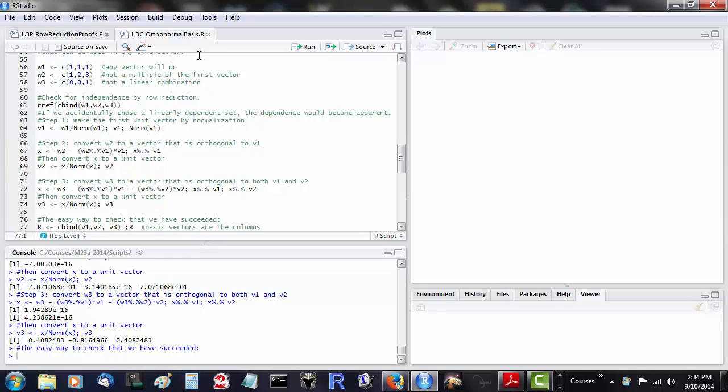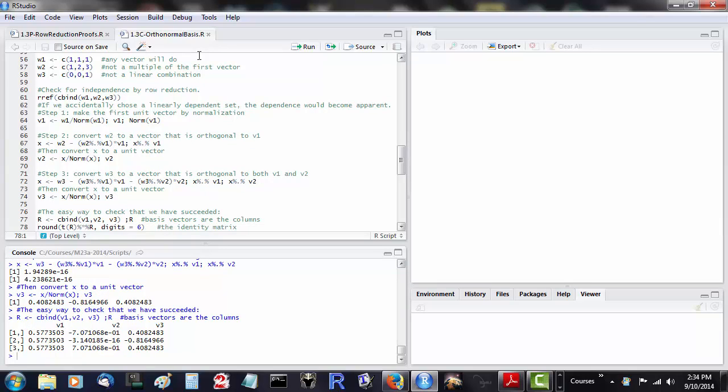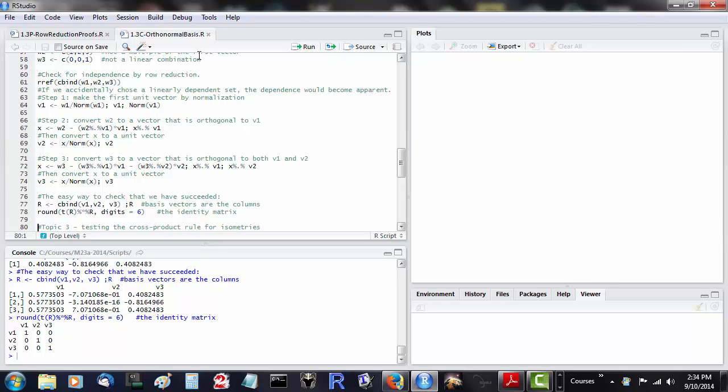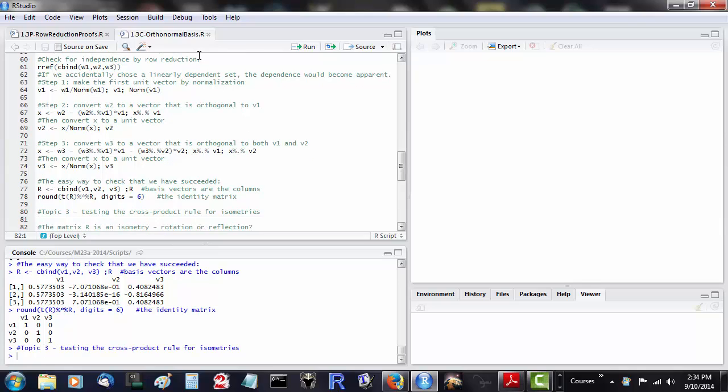To check that we've succeeded, we bind our 3 unit vectors into a matrix suggestively called R, and we multiply the transpose of R by R, and on getting the identity matrix, we discover we have constructed a matrix that's an isometry. Now, last week, I proved to you that cross products were preserved by rotations and multiplied by -1 when you used reflections. But we didn't really have a good way of constructing isometry matrices for any case bigger than 2 by 2. Now we've got one. We have constructed an isometry matrix.